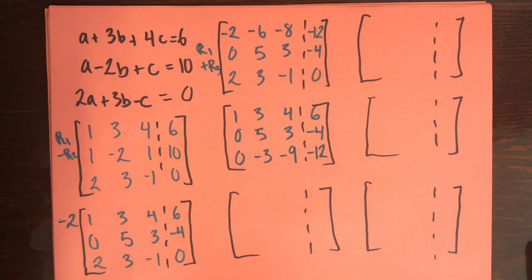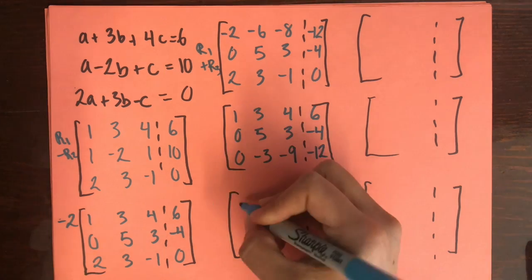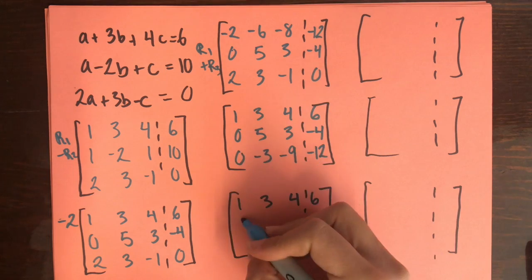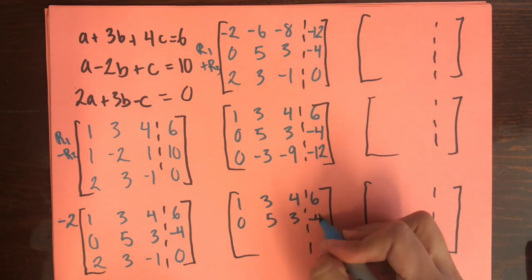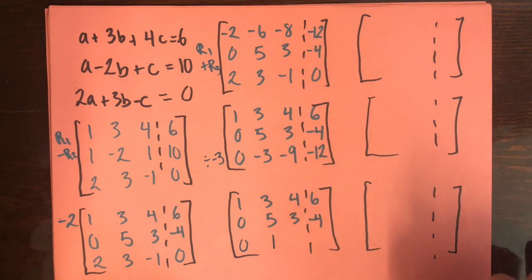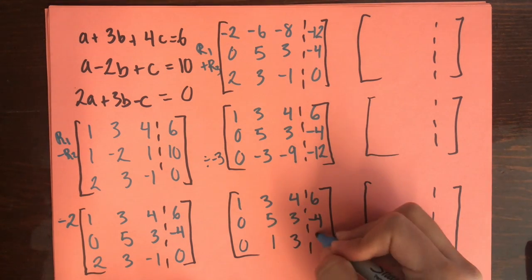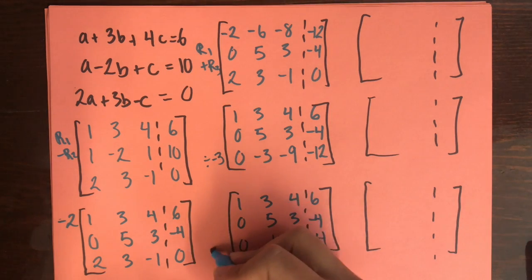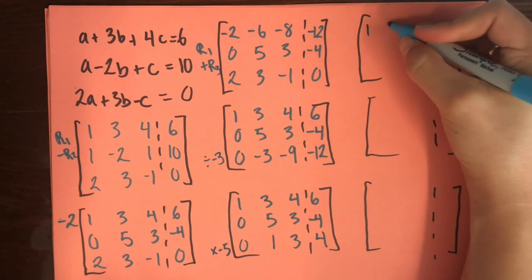And you might notice here that I can divide row 3 by negative 3 because those are all divisible by negative 3. And I end up with 0, 5, 3, 4 still in the second row. And then the last row is going to be 0, 1, 3, 4, which is going to make it a little bit easier to work with. So I'm going to multiply the bottom row by negative 5.